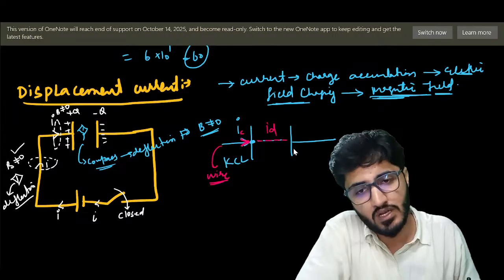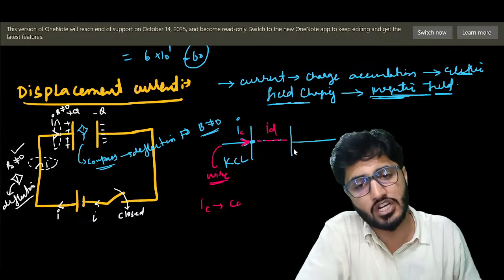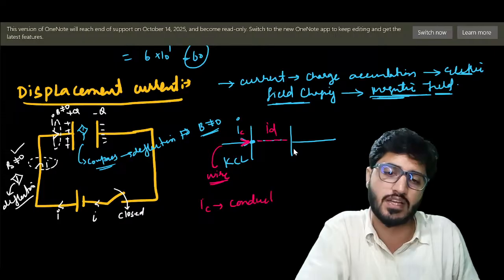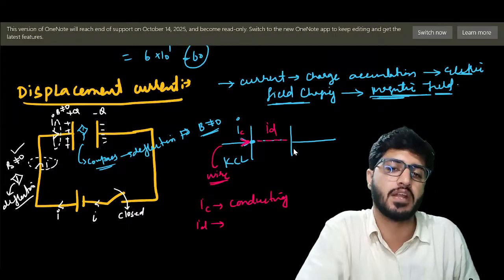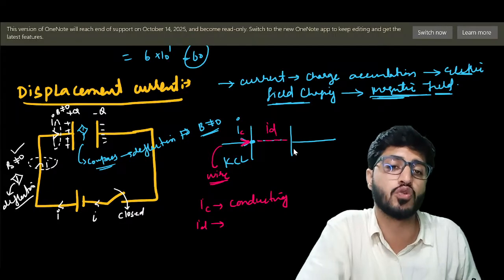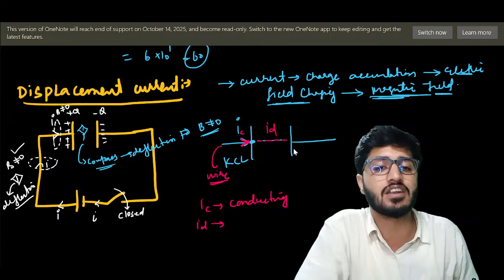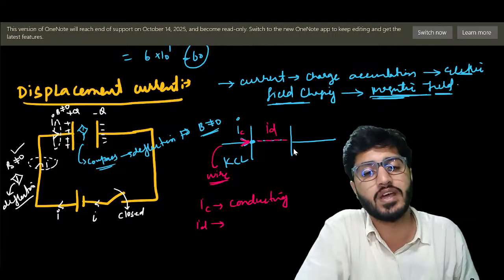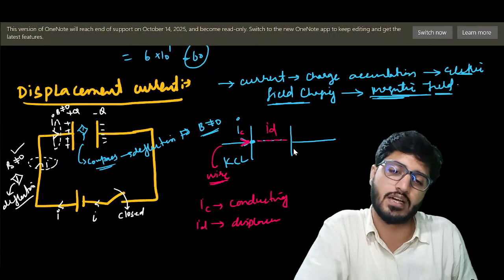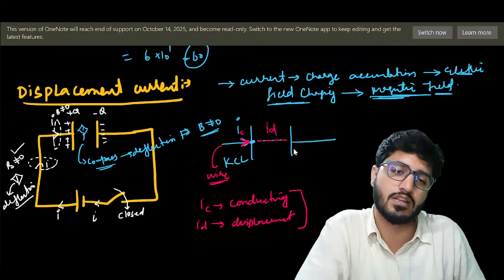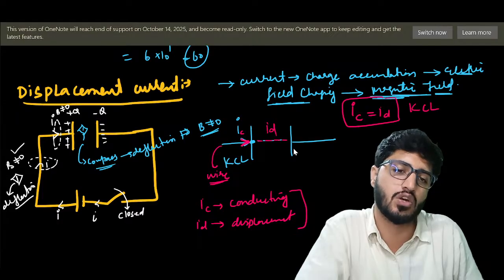So what is IC? IC means conduction current, the current which flows through the wire. Displacement current is a hypothetical current which we assume gets produced when the changing electric field gives rise to the magnetic field. So we have displacement current. And one more thing: the conduction current is equal to the displacement current according to Kirchhoff's current law.